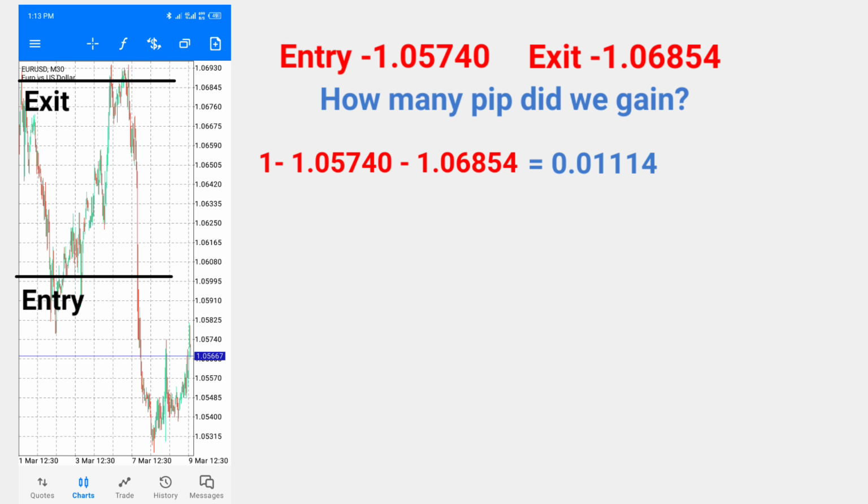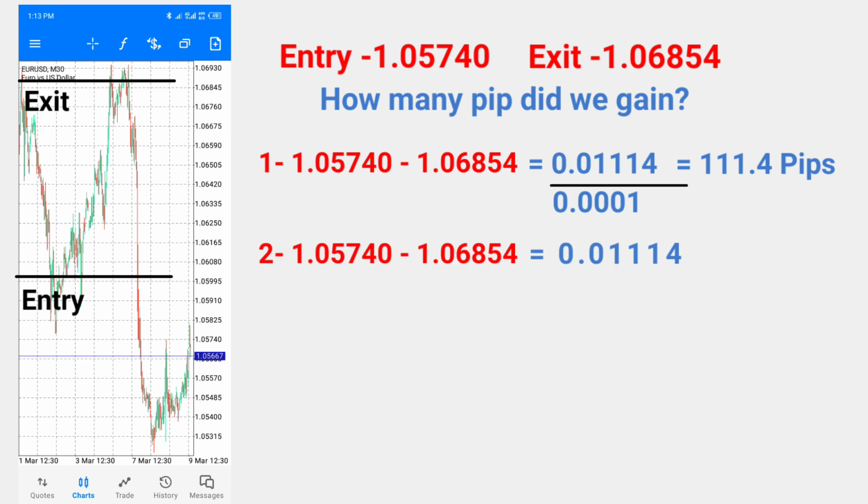0.01114. To get the PIPs, all you need to do is divide this number by 0.0001. Why? Because the PIP is the fourth number after the decimal. So we can divide by 0.0001, which gives our answer of 111.4 pips. That's the first method. The second method is to move the decimal 4 places to the right, and we're still going to have the same answer.